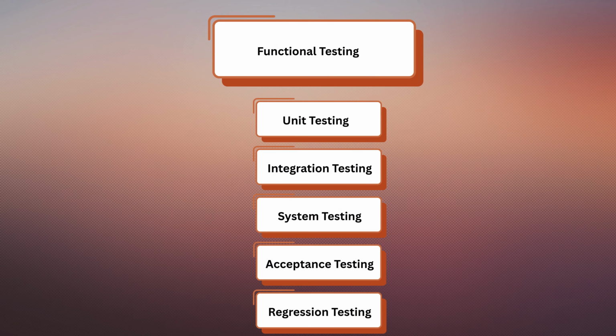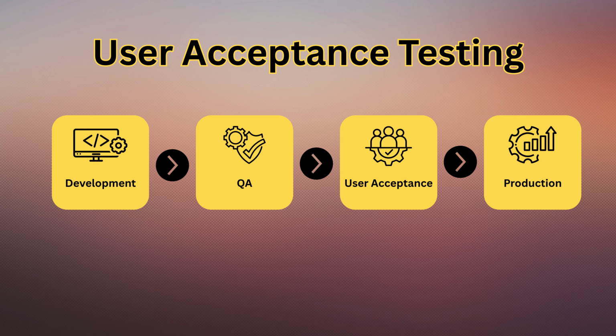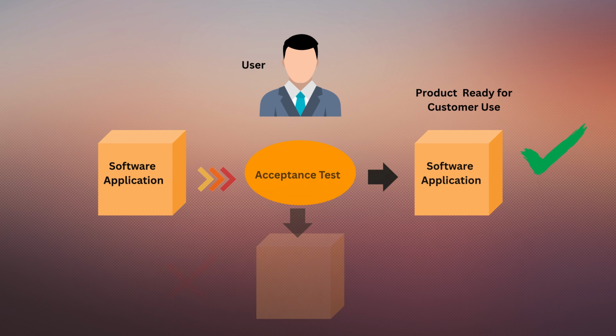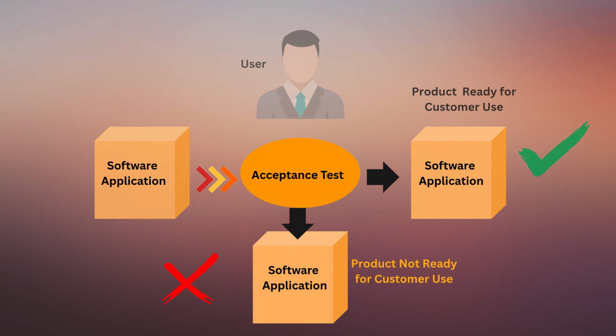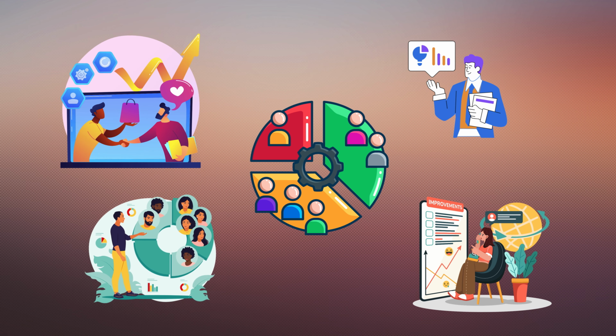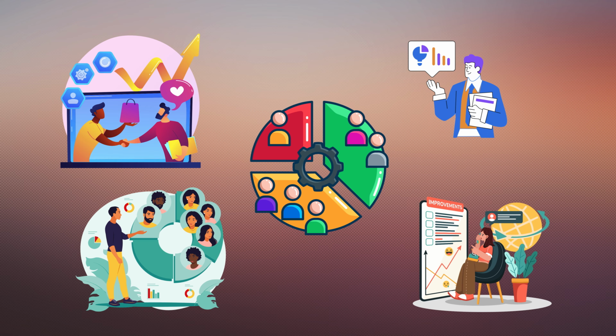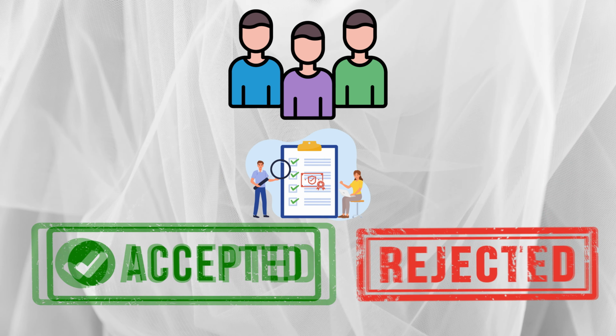Acceptance testing. Acceptance testing is the final phase of software testing where the system is tested from the end user perspective to verify if it meets the business requirements and is ready for the release. It is usually performed by the clients, end users, business analysts, and user acceptance testing team and determines whether to accept or reject the product.